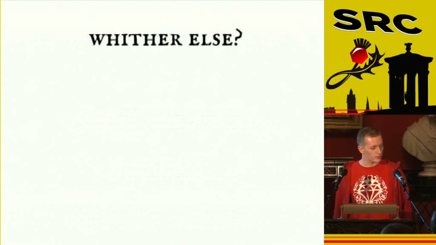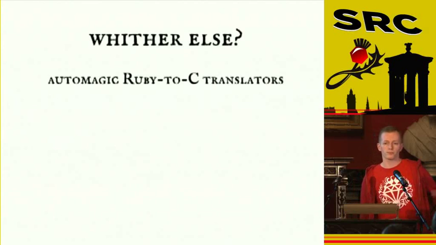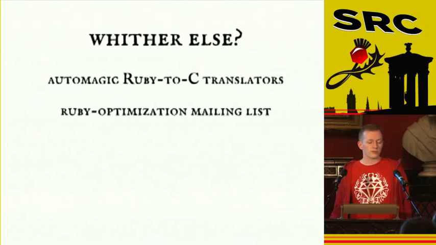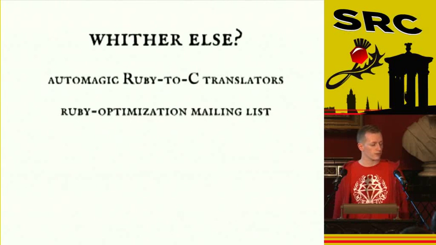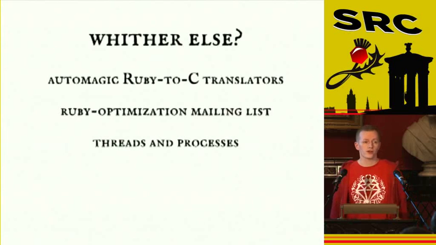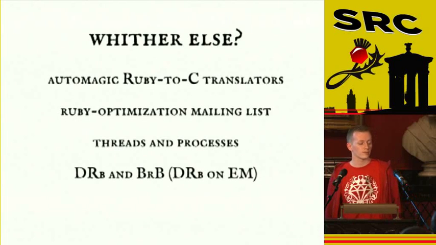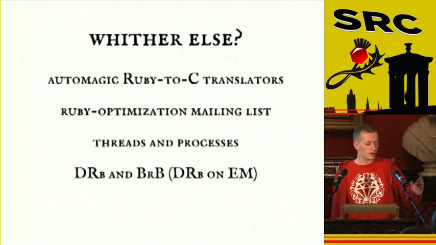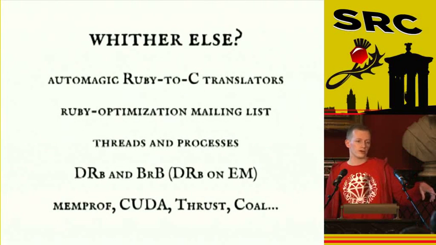This is what happens to common problems. So if you want to check some other stuff, there are automatic Ruby to C translators. You put in Ruby code, they give you the equivalent C code, you can compile it, and it will be faster. There is a Ruby optimization mailing list, which you should check out. It's a bit dead now, but now and then somebody posts something and there are replies. You can try utilizing threads and processes. You can use DRb, which is distributed Ruby, to parallelize your problem. Stay in Ruby, just use, I don't know, 16 other machines to do your problem, or BRB, which is DRb on EventMachine. And there is a lovely library for profiling memory, if it is your bottleneck.